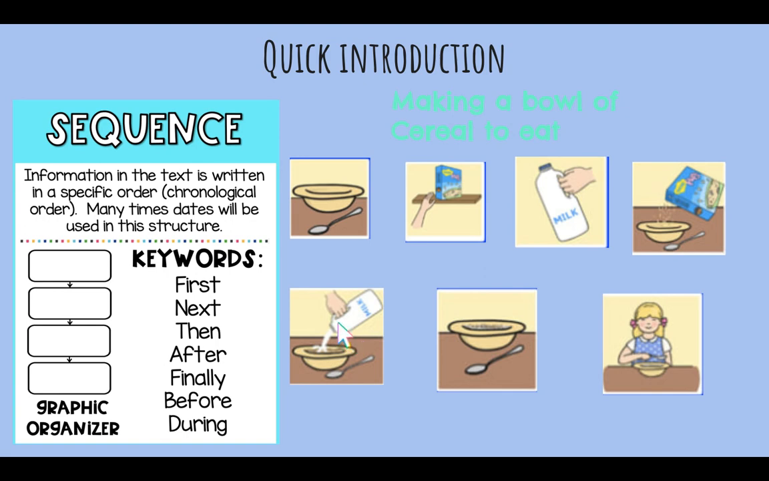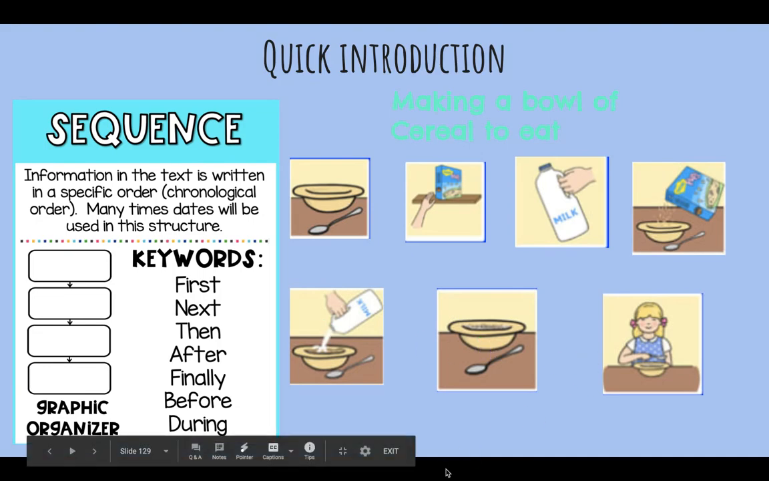So she makes sure she puts the milk away because you don't want the milk to go bad and spoil. Then this is her final product, and now she is able to eat the cereal. Okay, so this is a great example of sequencing. How to make a bowl of cereal.